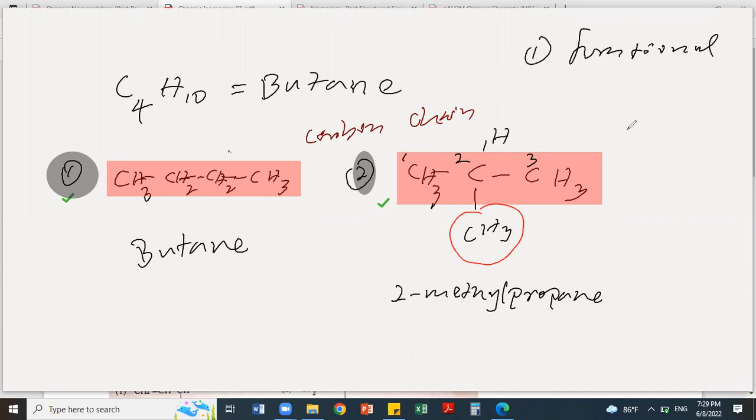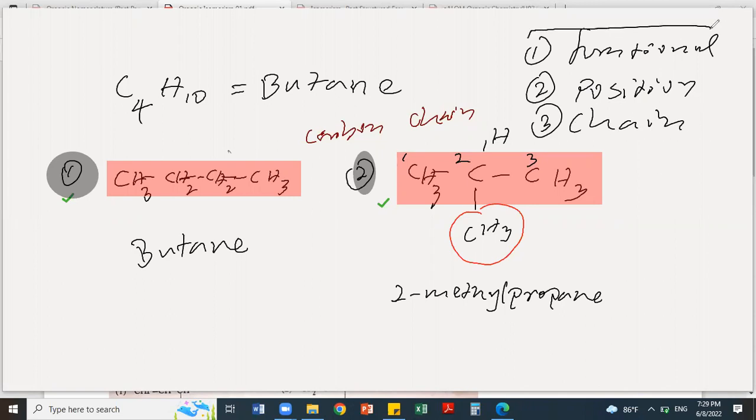Propanol and propanone, like that: functional isomerism. The second one I told you is position isomerism, due to the changing of the position of the double bond, or of the OH group. The third one, that is this one, chain isomerism.